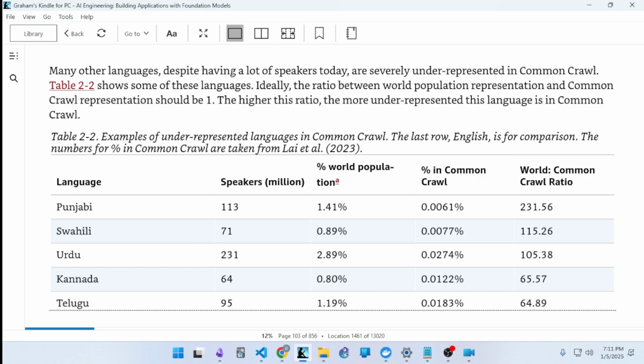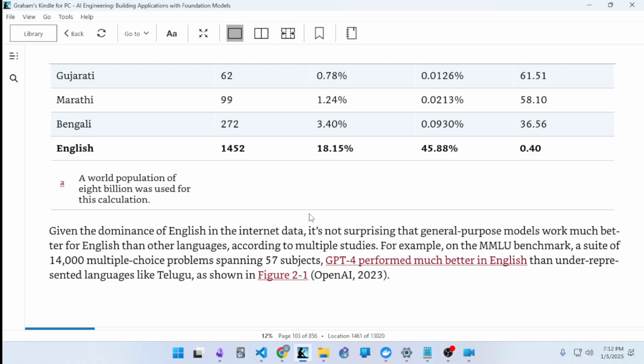Many other languages, despite having a lot of speakers today, are severely underrepresented in Common Crawl. Table 2-2 shows some of these languages. Ideally, the ratio between world population representation and Common Crawl representation should be 1. The higher this ratio, the more underrepresented this language is in Common Crawl. So Table 2-2, examples of underrepresented languages in Common Crawl. The last row, English, is for comparison. The numbers for percent in Common Crawl are taken from this research paper here. So let's go to that.